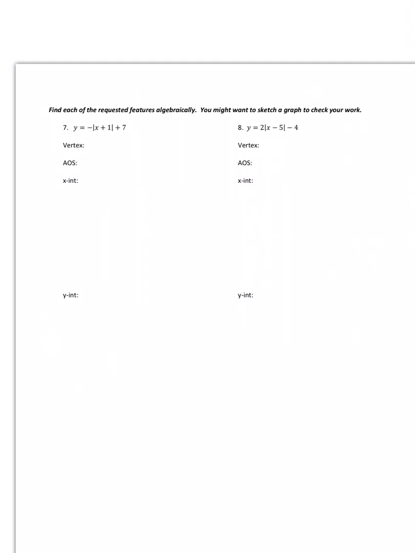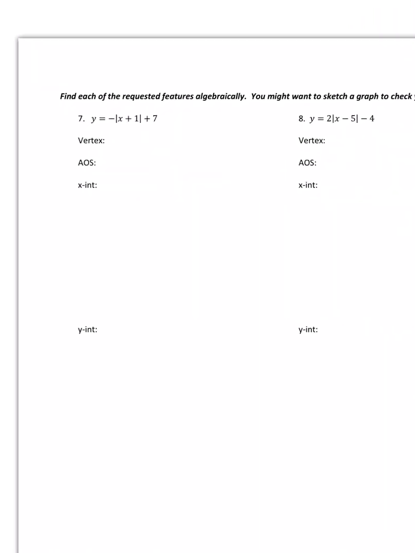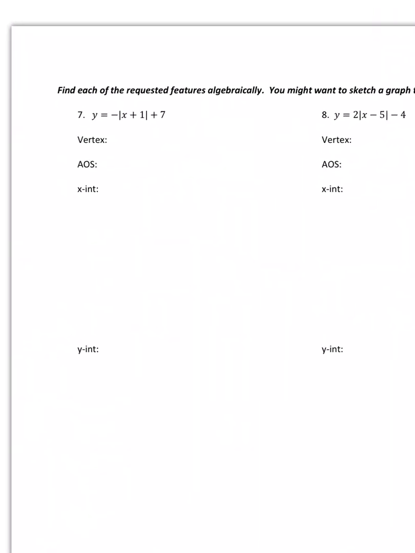Okay, on the back of your notes, we're going to do very much the same thing, but without the graph. Notice it says find each of the requested features algebraically, and you might want to sketch the graph to check your work. So we're going to do it algebraically, and walk through each of these steps. So let's look first at number 7 here.